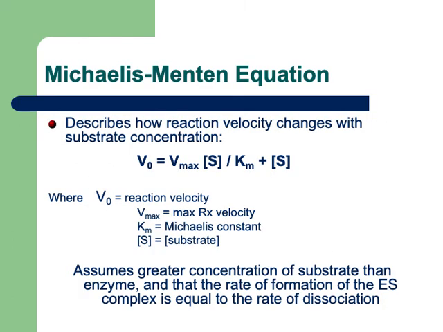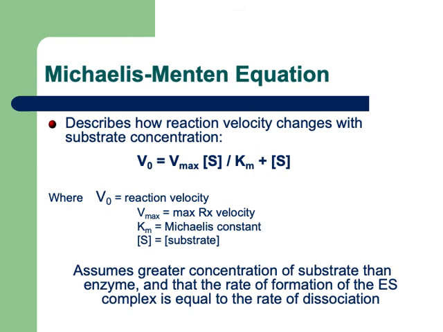Now let's go over briefly the Michaelis-Menten equation, which helps us quantify the rate of reactions. Ultimately, this equation describes how reaction velocity changes with substrate concentration. It assumes that there is a much greater concentration of substrate than there is enzyme, and it also assumes that the rate of formation of the enzyme-substrate complex is equal to the rate of dissociation of the product and the enzyme.